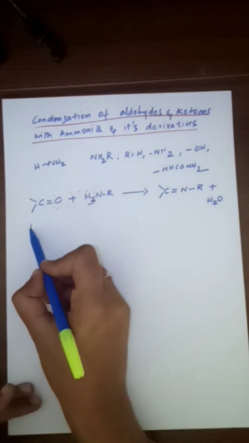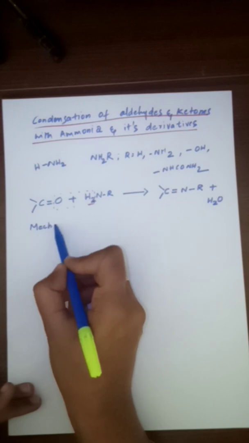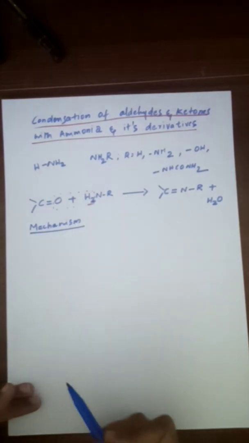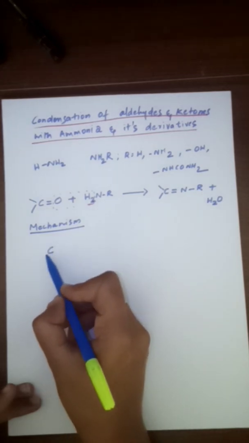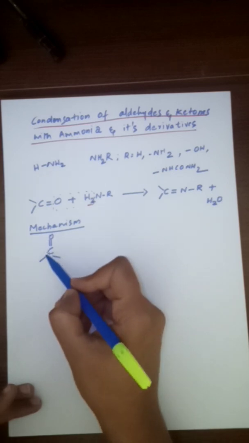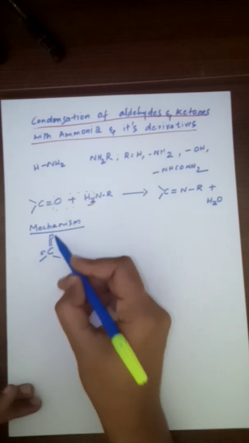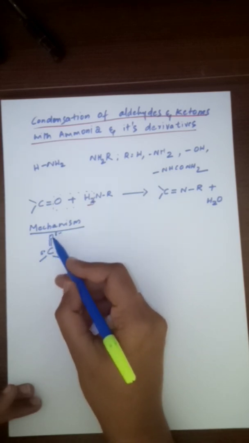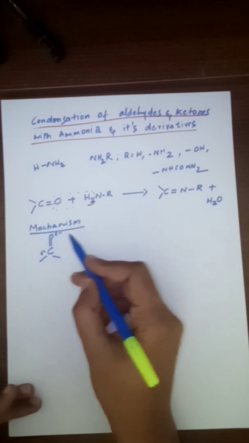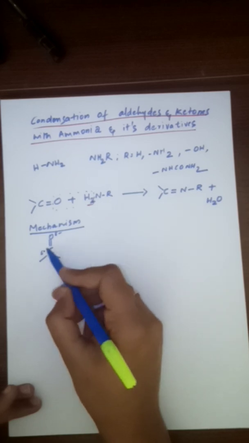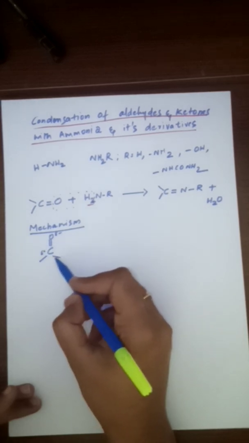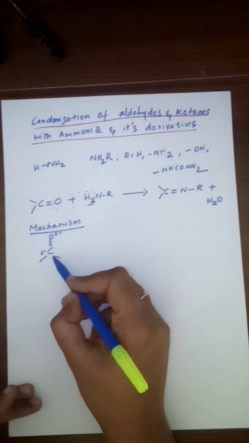Now let us look into the mechanism of this reaction. We have the carbonyl compound C double bond O. We know that there is some delta positive here and delta negative here because of the electronegative nature of the oxygen. The pi electrons will be slightly shifting towards oxygen. So here there is a slight deficiency of electrons, so a nucleophilic attack will take place on the carbon.